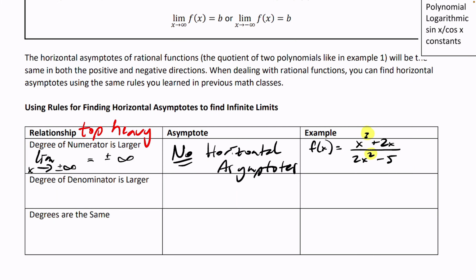So it tells us a couple things. I'm not worried about the answer to the limit. It'll either be positive infinity or negative infinity, and we'll get to that later. But it will also have no horizontal asymptotes. Okay?